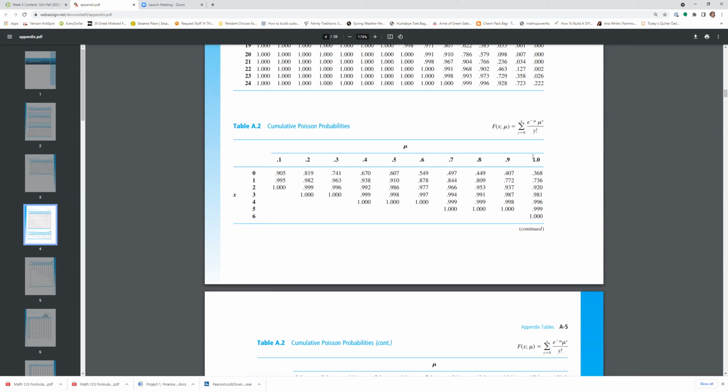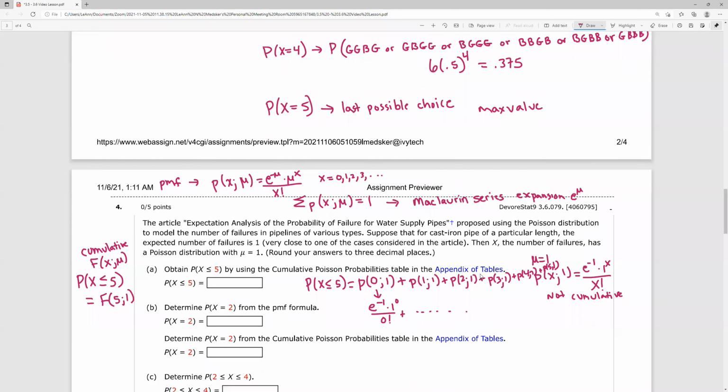So for us, you're going to find your mu is 1 and your value for x was 5. And sometimes this is hard because you have to kind of imagine drawing the line over. So that's 0.999 is where those meet. So let's go back over to our other page. And those meet at 0.999.